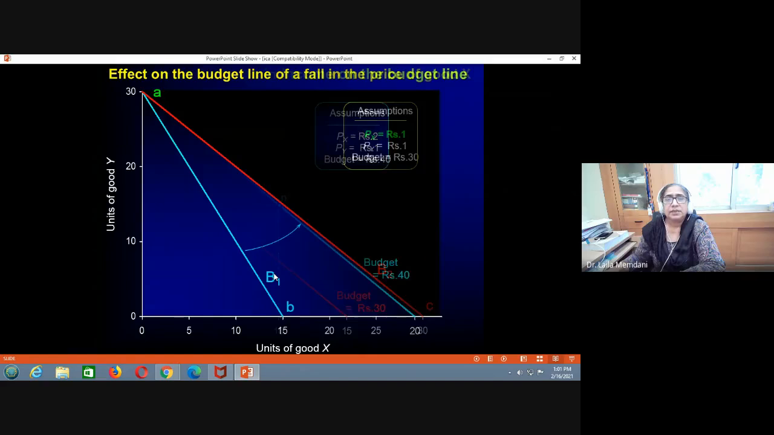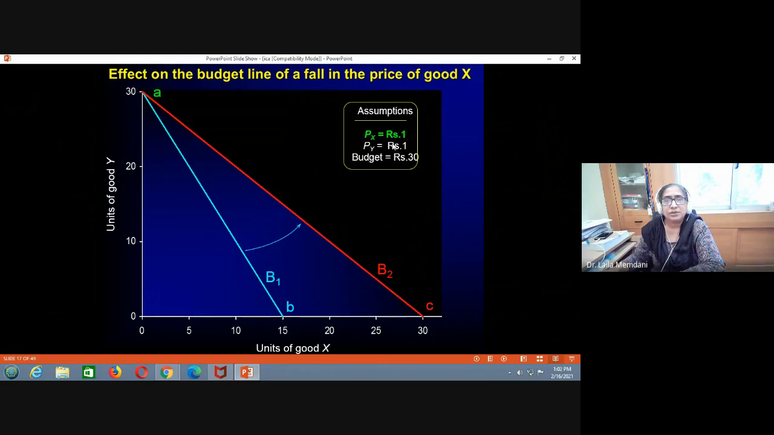Now what will happen when there is a fall in price of good X? Good X was 2 rupees earlier. Now X has become cheaper, it is 1 rupee. Let us say there is a good harvest and the tomatoes have become cheaper. So what will happen is we can buy more of tomatoes. We can use tomatoes for a large number of things. Maybe we can make sauce, we can make pickle and so on. So we use more of tomatoes, we can buy more of tomatoes because the price of tomatoes has fallen down.